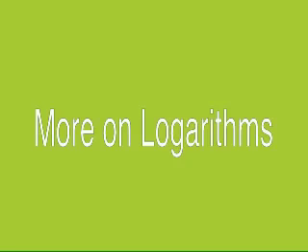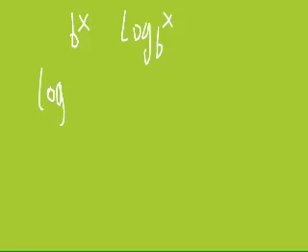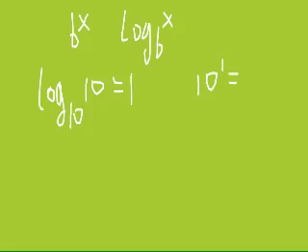So remember we said that the log base b of x and b to the x are inverses. Now, what is an actual log? The log is actually reducing a number to an exponent on a base. So for example, the log base 10 of 10 is equal to 1. Why is that? Because 10 to the 1 is equal to 10.